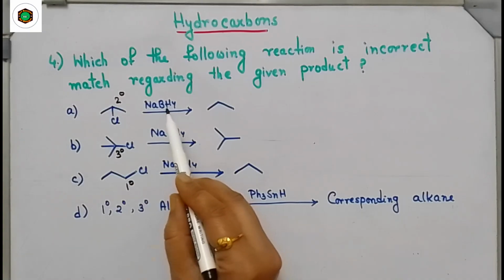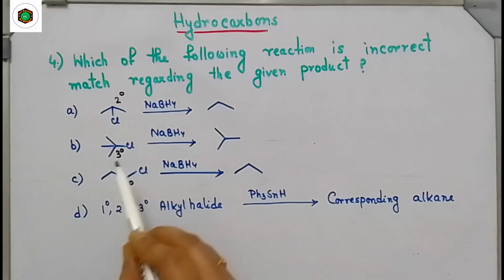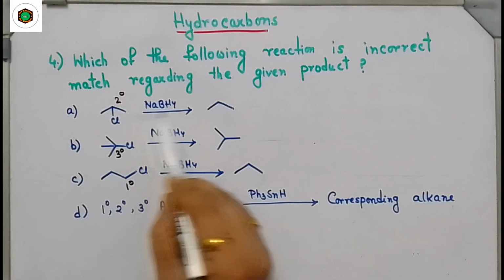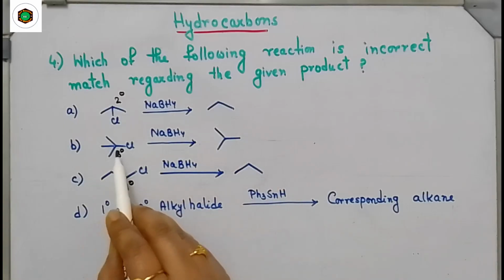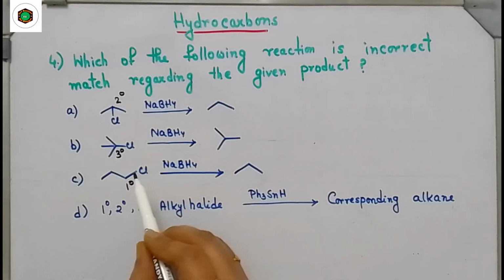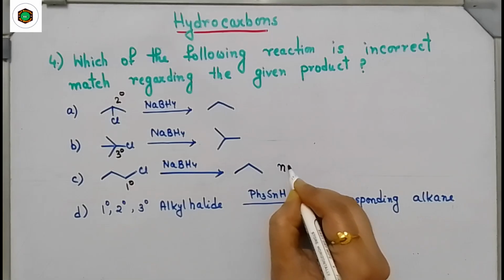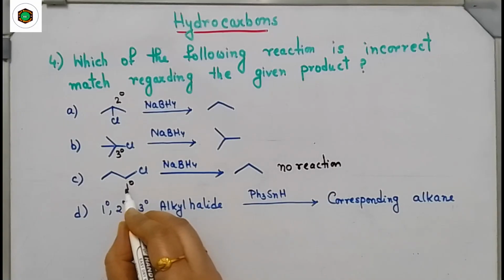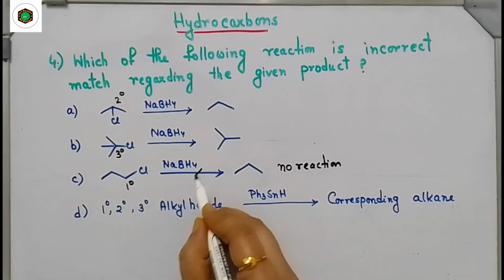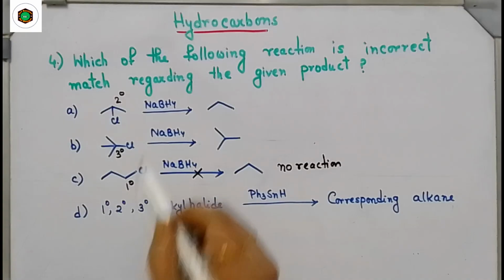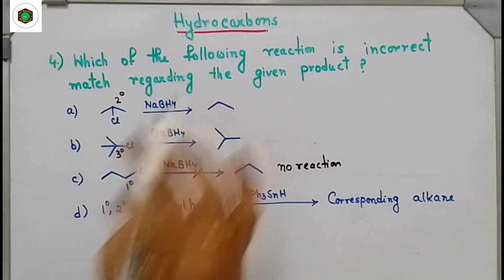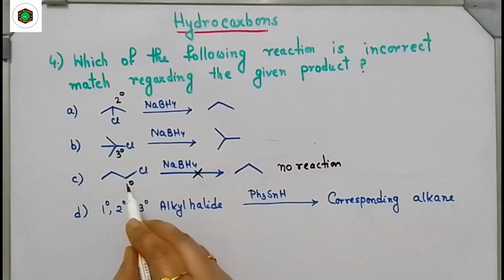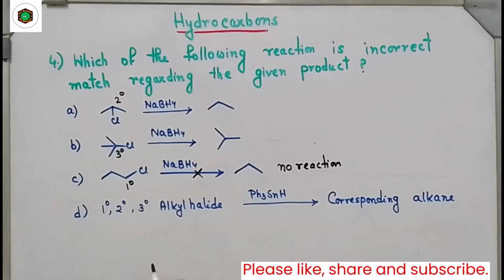Sodium borohydride reduces 2-degree and 3-degree alkyl halide to alkane. So this is correct reaction, this is also correct reaction. But here there is no reaction. You will not get this product with primary alkyl halide. So this reaction is not possible, because these reactions take place via carbocation formation, and since 1-degree carbocation is not stable, so this reaction is not possible.